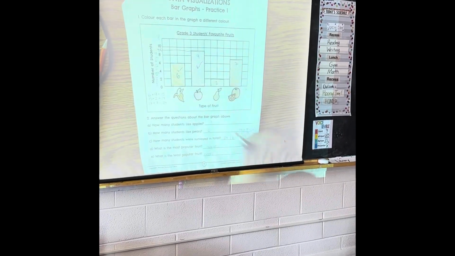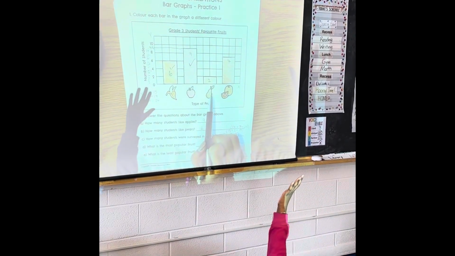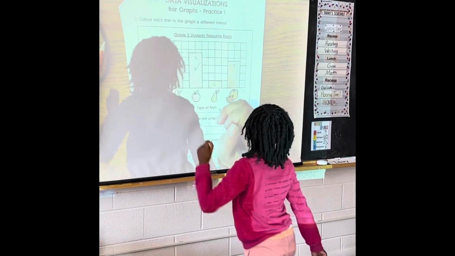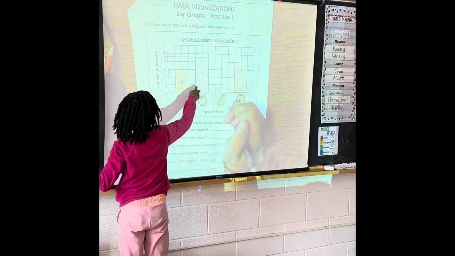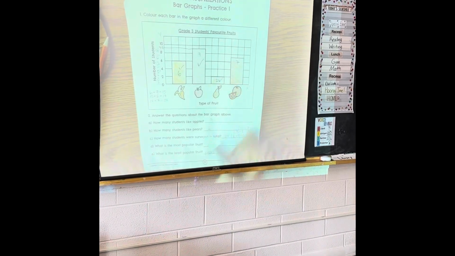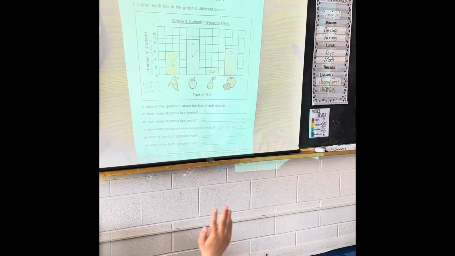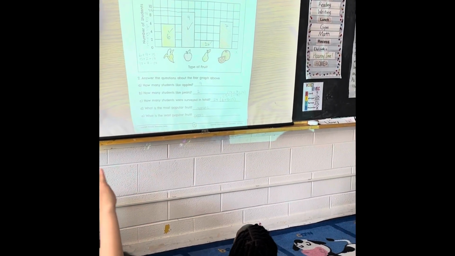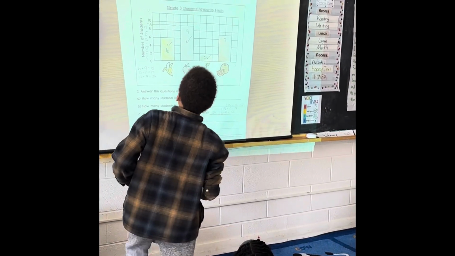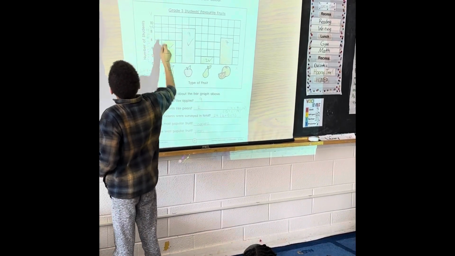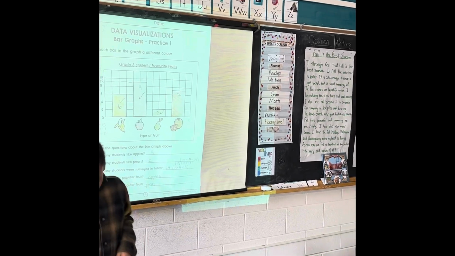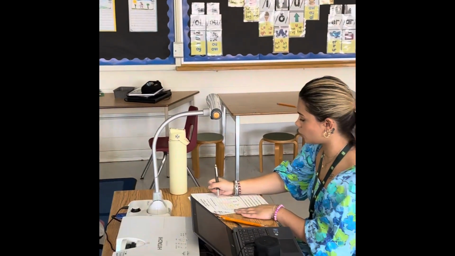Excellent. And for pears, who can tell me how many there were? Samaya. 2. And how did you know there were 2? Because it goes up to 2 and it actually shows. Amazing. Good work. And oranges. Who can tell me about the oranges? Why don't we try a new speaker? Shamar. It doesn't show it, but it's actually right here. So what's between 6 and 8? 7. Amazing. So we could read our bar graph.